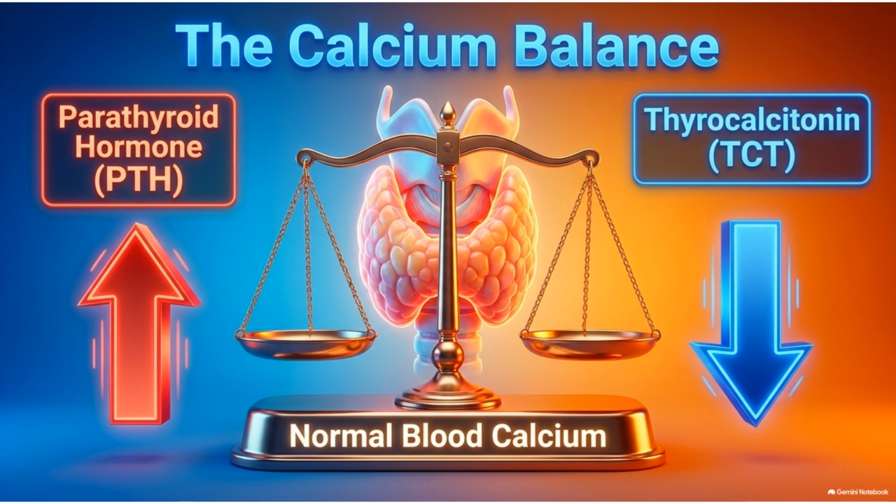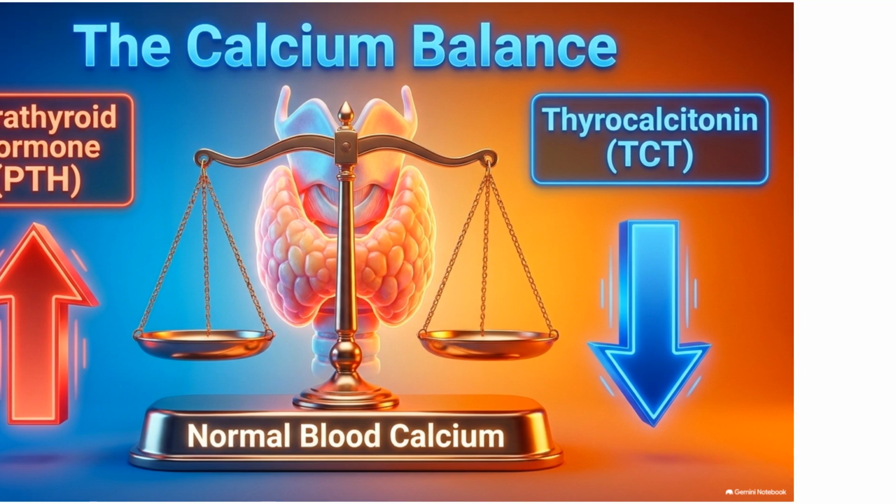Parathyroids secrete parathormone, PTH. Parathormone is a hypercalcemic hormone. PTH secretion is regulated by circulating levels of calcium ions. Parathormone increases blood calcium levels. PTH increases blood calcium concentration. Parathormone is a hypercalcemic hormone.